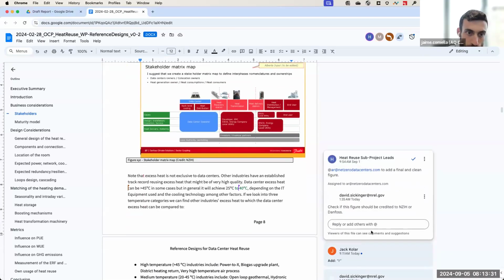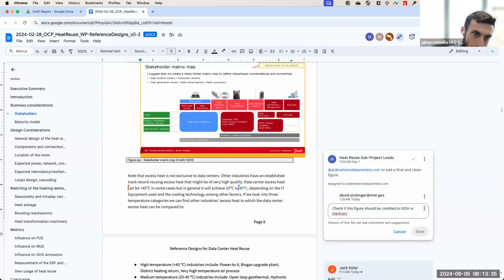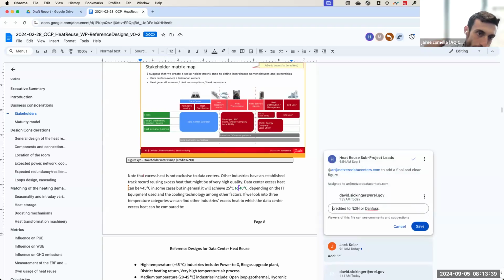The figure, we will create it as an NZIH. Yeah, exactly. And this has to change. I mean, then we have to take the content of this slide and put it properly. Right, exactly. Crop it and everything else.